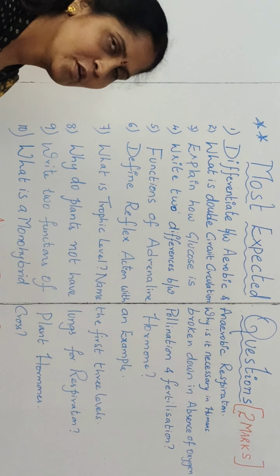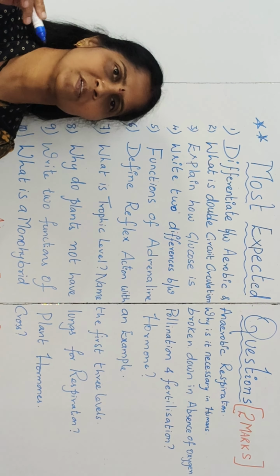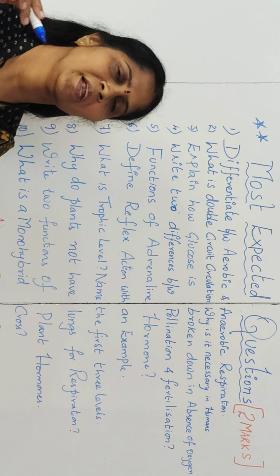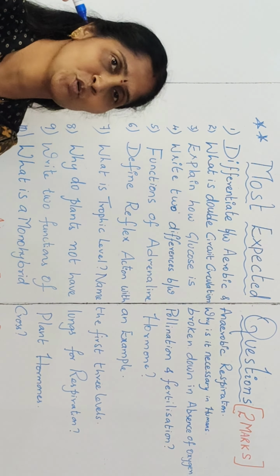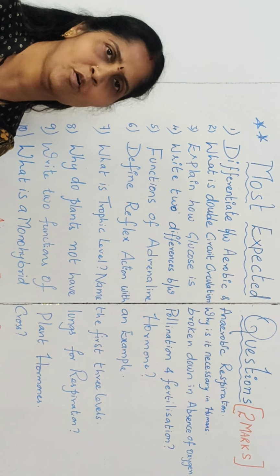So, functions of adrenaline hormone. Adrenaline hormone increases the heartbeat. It increases the breathing rate. It increases the sugar level. It is the fight and flight hormone.